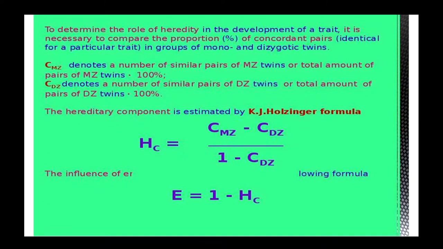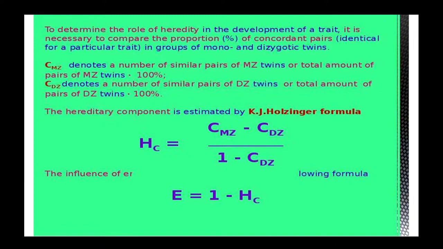In this method, we use two terms. These are concordance and discordance. Concordance is the presence of similar characteristics in twins, and discordance is the presence of different characteristics in twins. The heredity component is estimated by K. G. Holzinger.